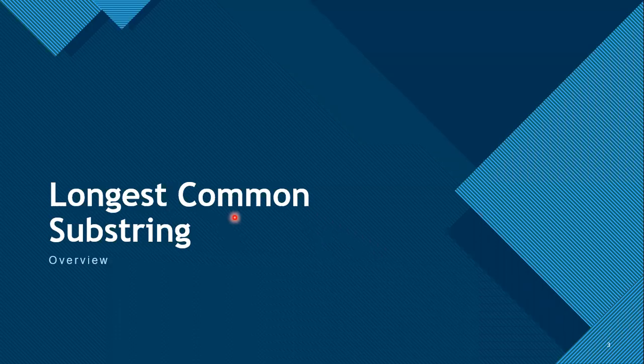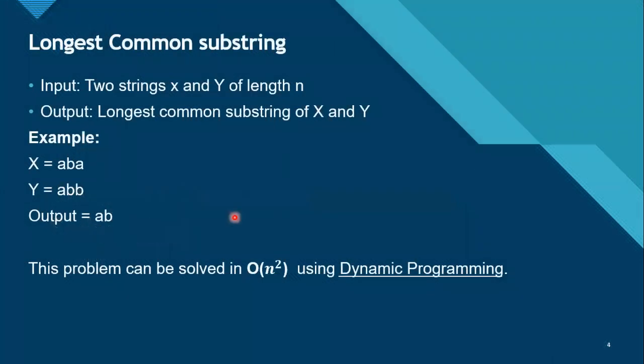So let's start with an overview of the longest common substring problem. Given an input of two strings x and y of length n, we need the output to be the longest common substring of x and y. For example, if x equals ABA and y equals ABB, then we need the output to be AB. This problem can be solved in O of n squared using dynamic programming, which I will not explain here just for the sake of time.